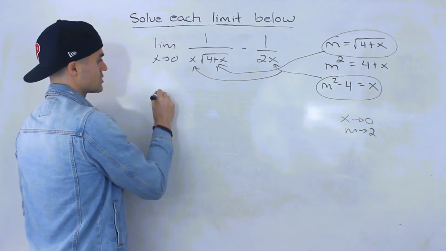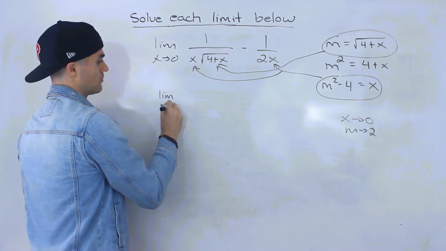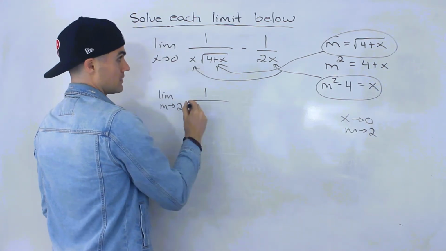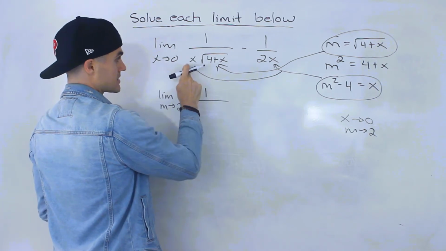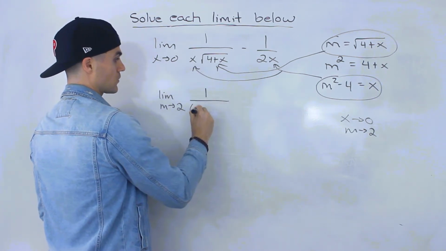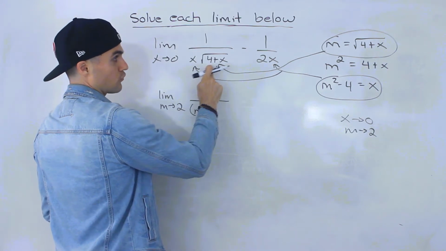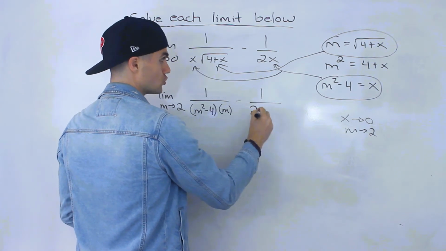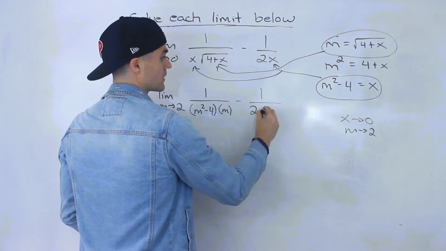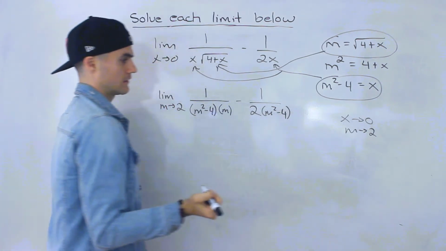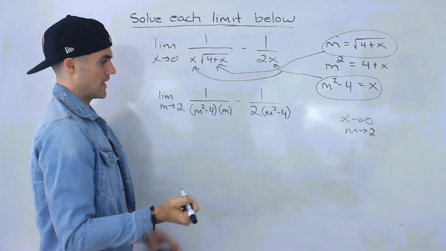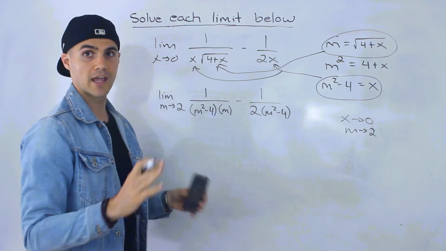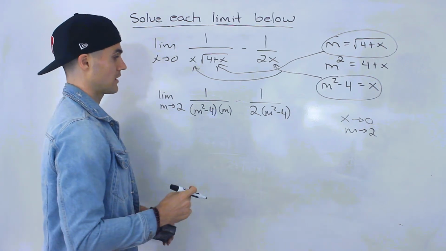So we would basically change this whole limit to be the limit as m approaches 2 of 1 over... wait, sorry, yeah, this x is going to be m squared minus 4. This root 4 plus x is just m, minus 1 over 2, and then this x is going to be m squared minus 4. Like that. And so now we have this new limit without this square root to deal with. So there's not going to be any rationalization to do, but there is going to be a lot of algebra.